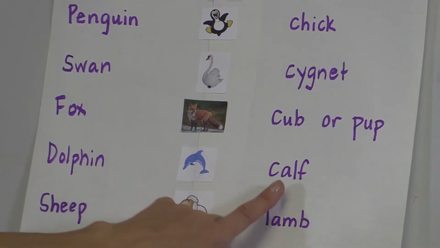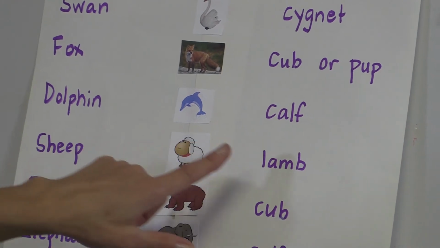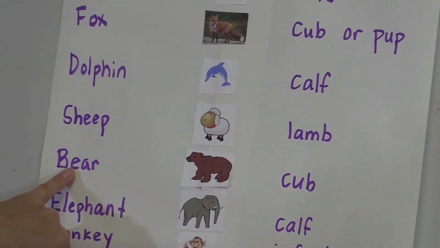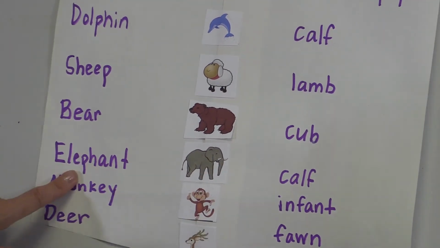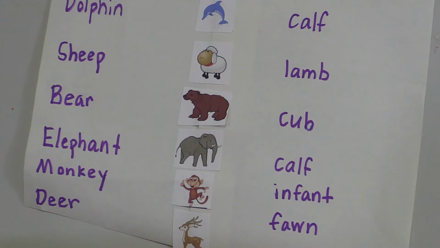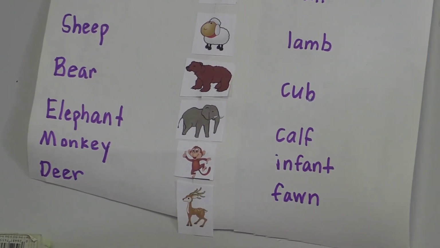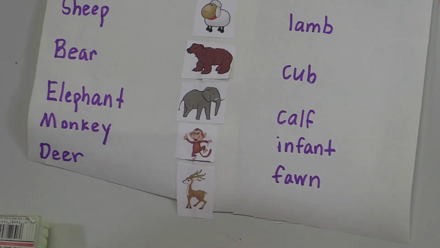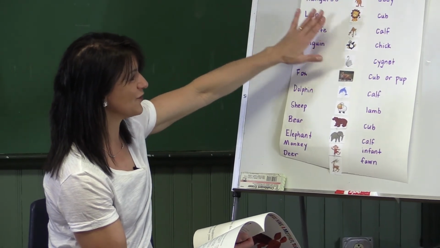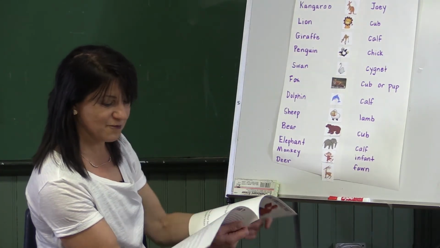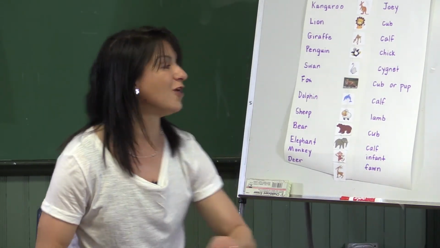Dolphin, the baby is called a calf. Sheep, the baby is called a lamb. Bear, I think a lot of us know that it's called a bear cub. Elephant is called a calf. Monkey, the baby is called an infant. And deer, the baby is called a fawn. So I told you some of the mommies and the daddy names for the top ones. Maybe you could find out the mommy and the daddy names for the bottom ones. But that's interesting. There are lots of different names.